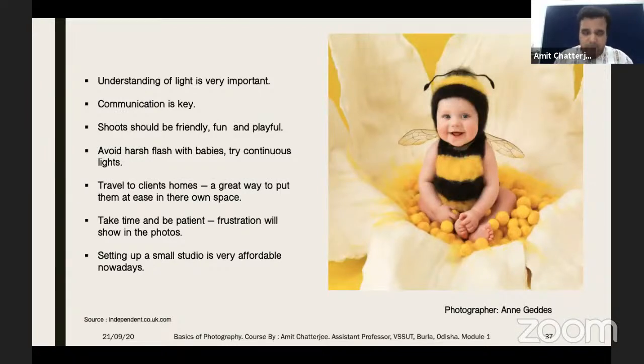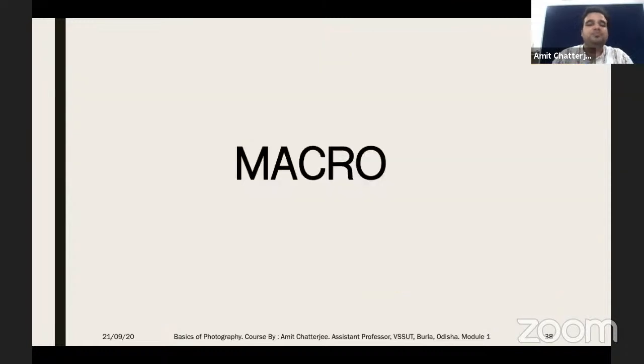It's best when the shoots are very playful and fun. You get the best of the newborn photography shots over there. And you can always conduct yourself with a small studio. You must have seen in some studios they have these small white umbrellas which actually diffuse light. So you do not need a very big setup to take newborn photography. You can do it with the basics that you have.